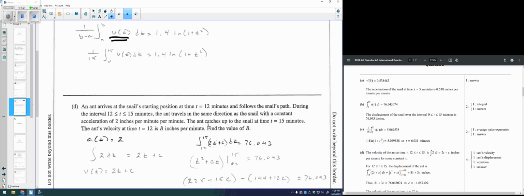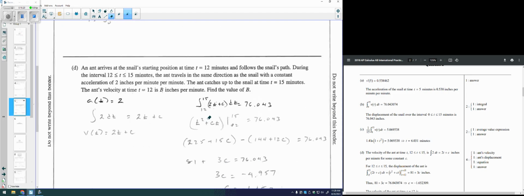Okay, question D. The ant arrives at the snail's starting position at time equals 12, and follows the snail's path during the interval of 12 to 15 minutes. It only took the ant 3 minutes to catch the snail. The ant travels in the same direction as the snail with a constant acceleration of 2 inches per minute squared. The ant catches up to the snail at time equals 15. Okay, so in 3 minutes, the ant traveled the same distance as the snail.